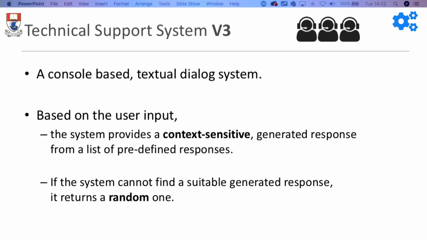And as we move towards version 3, this is the spec. So we still have a console-based textual dialogue system, but what's different is based on the user input, the system provides a context-sensitive generated response from a list of predefined responses. So our list of responses is still the same. We just need some way of providing this context-sensitive response. Now, if the system can't find a suitable context-sensitive response, it will return a random one, which was the solution to version 2.